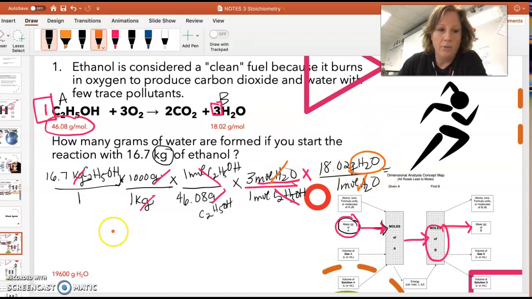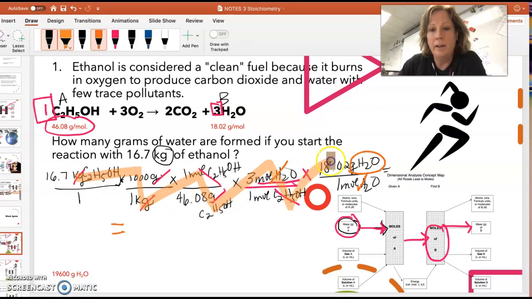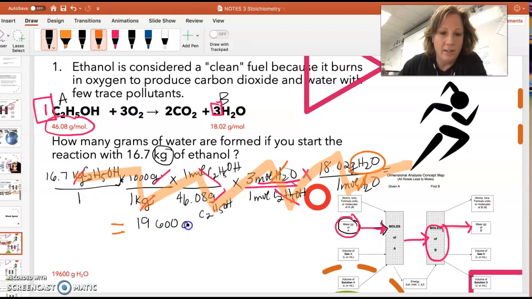And then when I crunch all that and do the zigzag technique, although you don't need to because you only have one thing in the bottom, I go multiply, divide, multiply, divide, multiply, divide, multiply, divide, enter. And we get, with 3 sig figs, 19,600 grams of water.